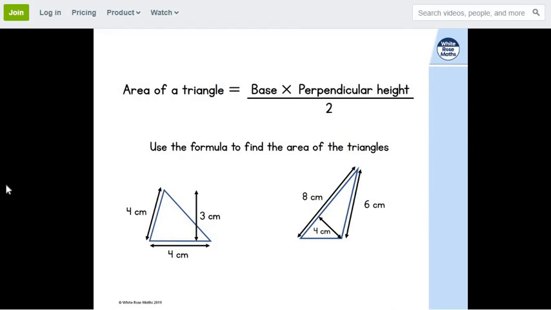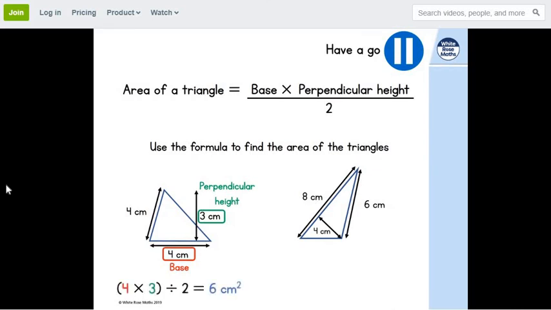Can you find the area of these 2 triangles? Pause the video, have a go for yourself. So, in this case, the 4 centimetres of this bottom line is the base. This is the perpendicular height, 3 centimetres. So my calculation would be 4 times 3, which is 12, divided by 2, which is 6 centimetres squared.